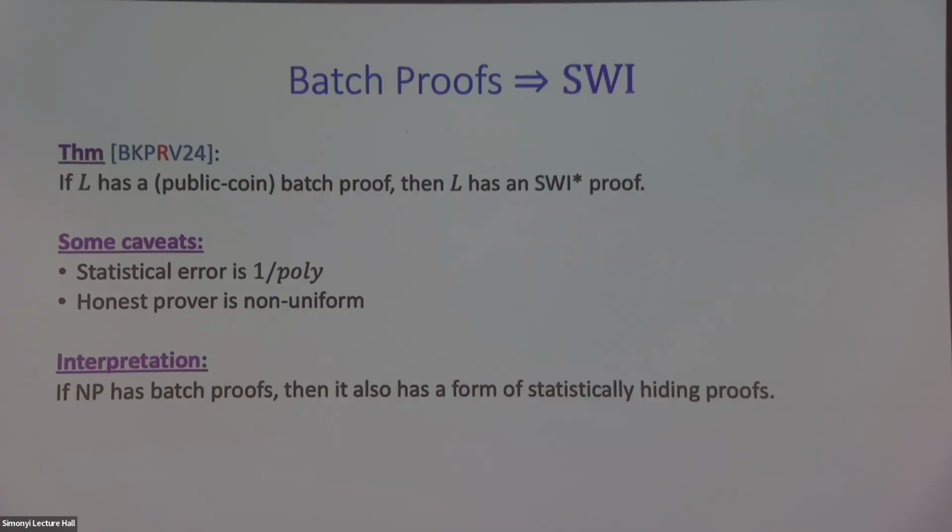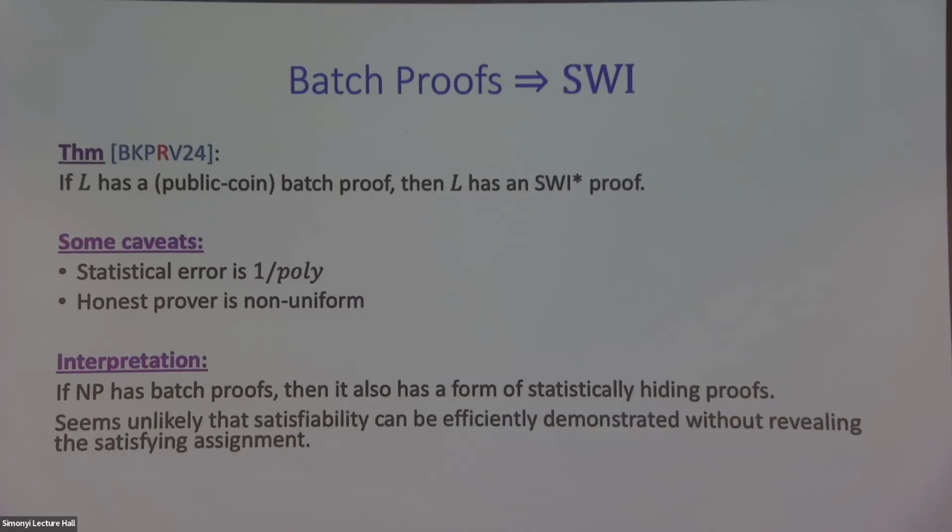Okay, so my interpretation for this is arguable, or okay, so this part is not arguable, right? This is a theorem. If we manage to extend the UP result to NP, so if we show that NP has batch proofs, then we get that NP has some form of statistically hiding protocol, right? And to me, it seems unlikely that, say, the satisfiability of a general formula that may have a ton of assignments can be established in a way that does not reveal which assignment you were using, in a statistical sense, not using encryption and stuff like that.